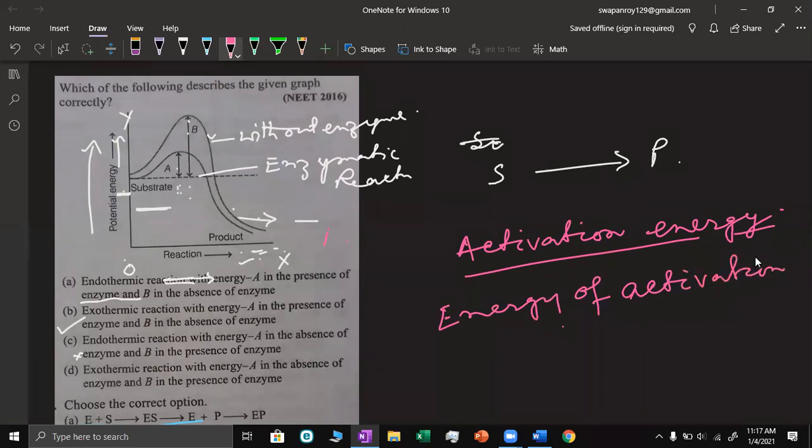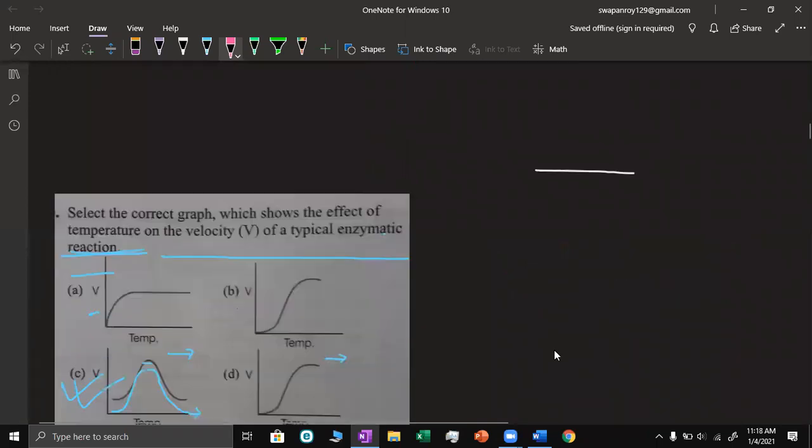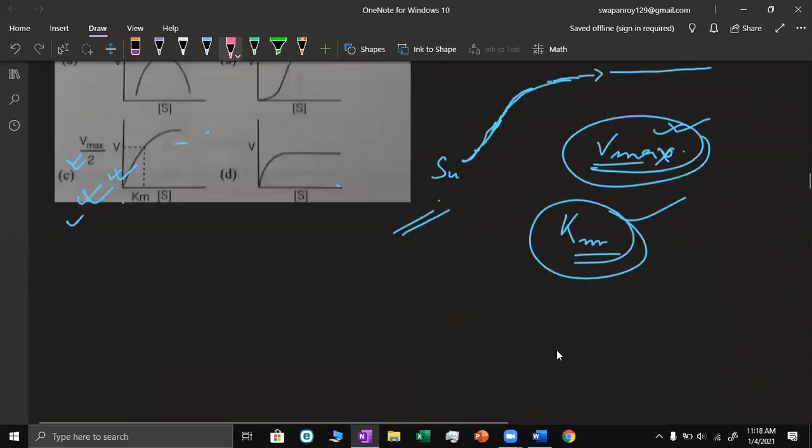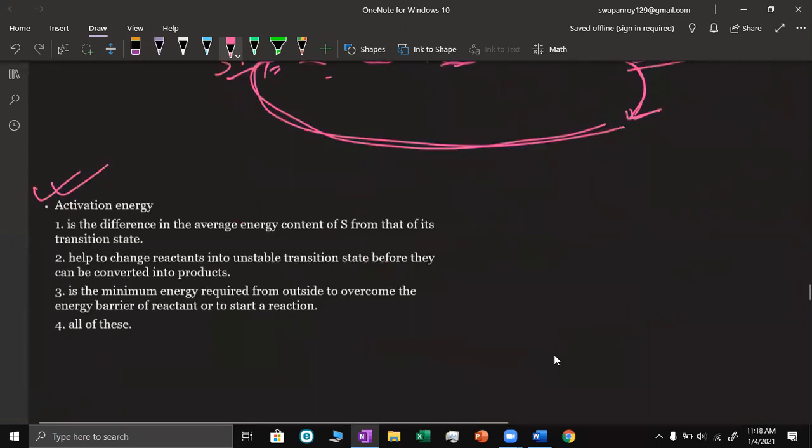Energy of activation. This energy of activation is the energy which is required for the initiation of the chemical reaction. To carry out a chemical reaction, a certain amount of energy is required. Okay, so what is the actual definition of the activation energy?